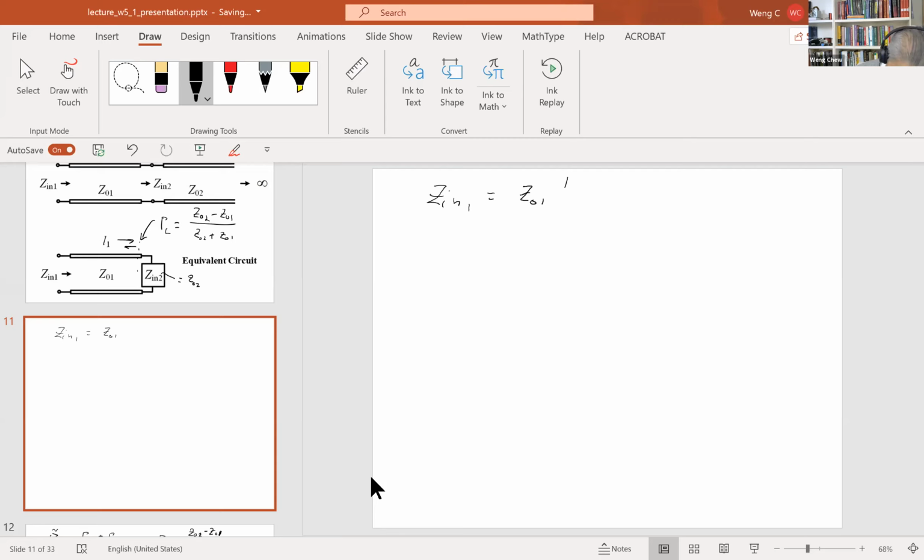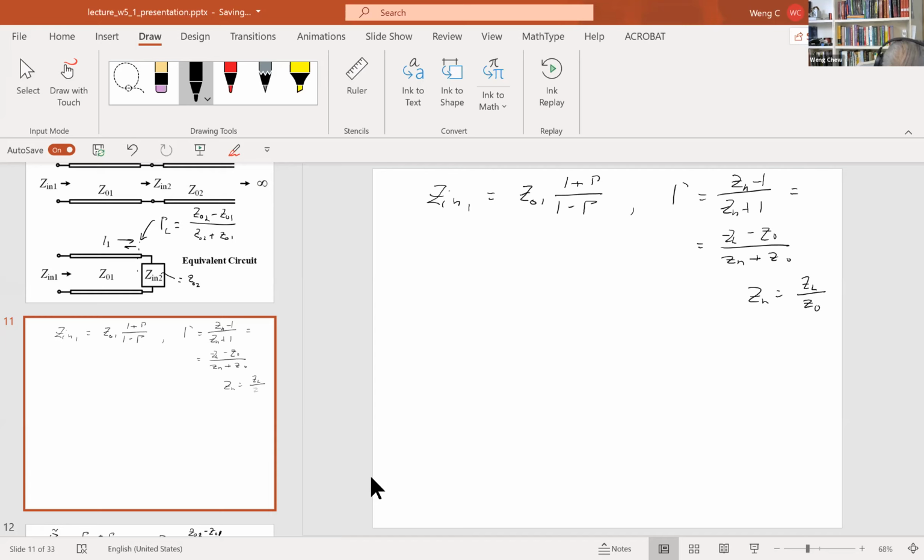Z01 times 1 plus gamma L over 1 minus gamma L. We know this formula, and we should know it by heart, and gamma is Zn minus 1 over Zn plus 1, which is essentially equal to Z load minus Z naught over Z load plus Z naught, and Zn is the normalized value of the load, normalized by the characteristic impedance. And we know that the general reflection coefficient is gamma L, the reflection coefficient of the load, times e to the j beta z.